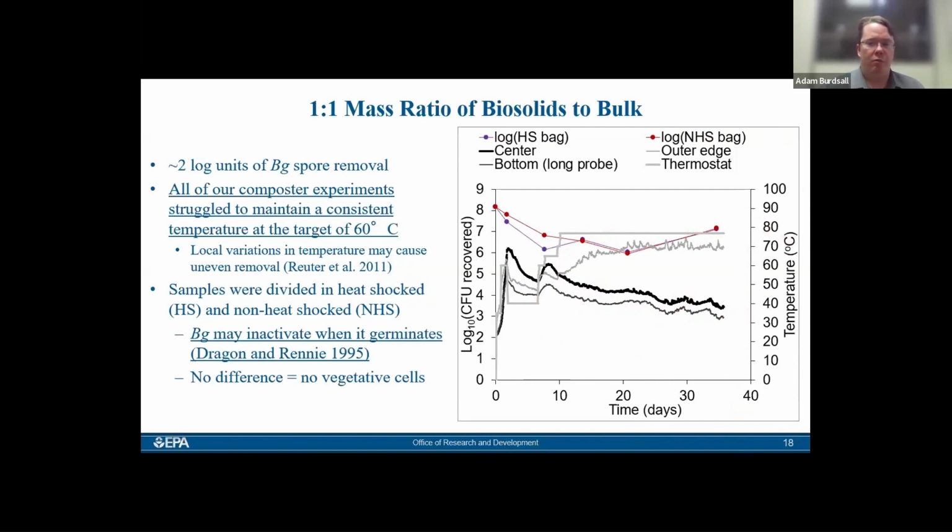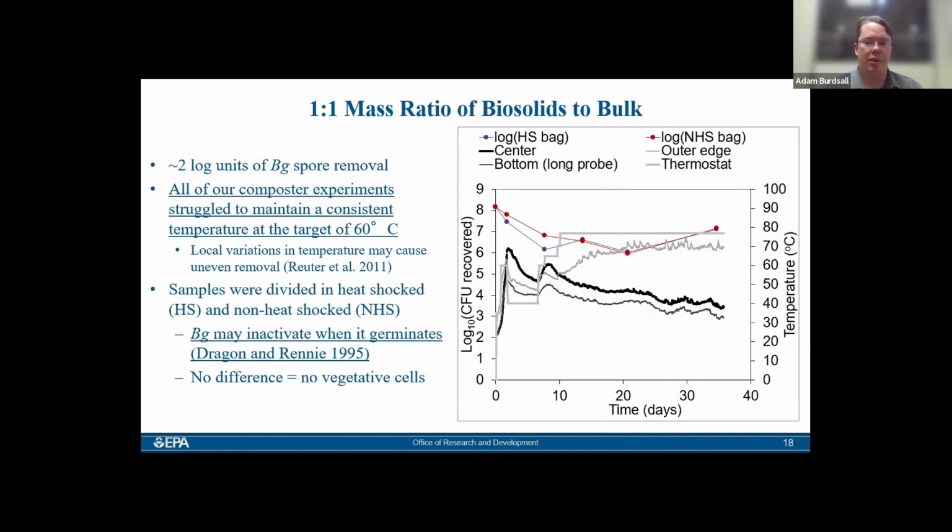Over the course of the experiment, we only removed about 2 log units, or 99% of the BG spores. That sounds like a lot, but as you can see, there's still plenty left to infect another day. One reason we had trouble removing spores was because our experiment struggled to maintain a constant temperature at the target of 60 degrees Celsius. As you can see, we have the warming jacket set all the way up to almost 80 degrees Celsius, and we only have a center temperature of around 40. Others have also reported that localized variations in temperature can cause uneven removal. Another reason was that this composter's material mostly dried out by about halfway through the experiment.